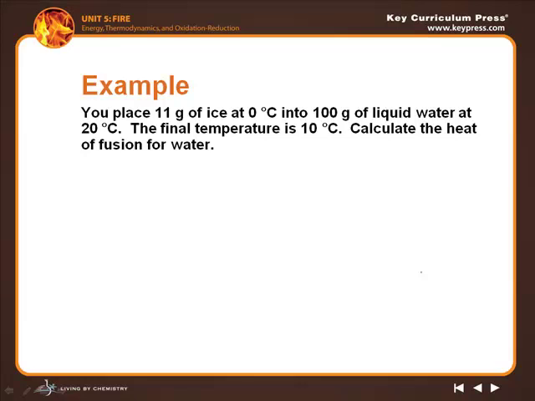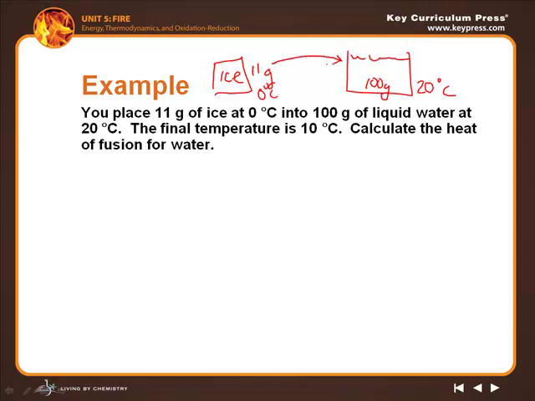Now, let's say we placed 11 grams of ice at 0 degrees Celsius into 100 grams of liquid water. To do a problem like this, I draw a picture. I got ice. I'm putting it into what? Water. It's 100 grams of water. The water is at what temperature? 20 degrees Celsius. The ice is 11 grams worth, and it starts at 0 degrees Celsius.